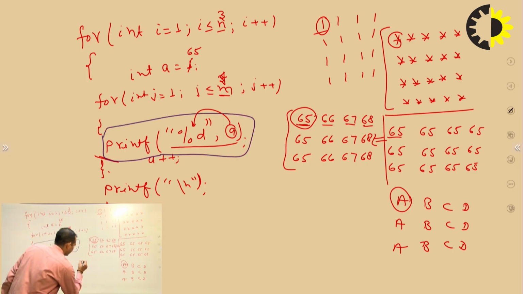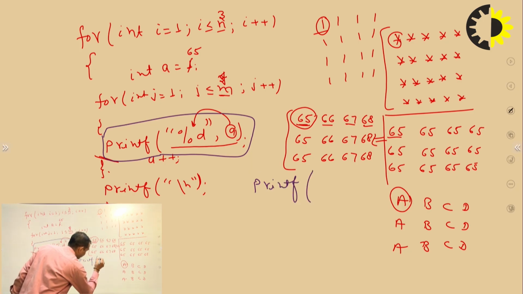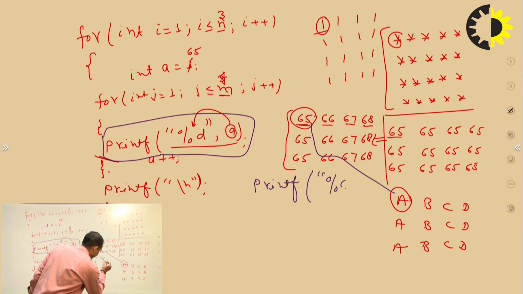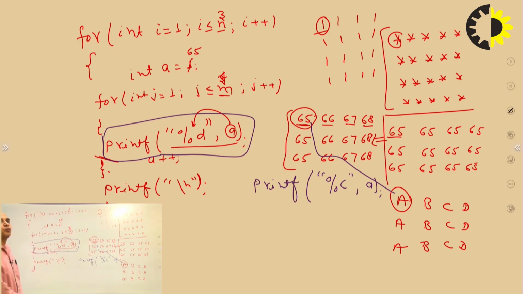what do we do? We use printf, or we have to print the ASCII value, meaning the character value of this is a. So instead of percent d, we use percent c, and we have to print the value of a. So what will be printed? You have to try to find out the answer. We have to change only one thing.